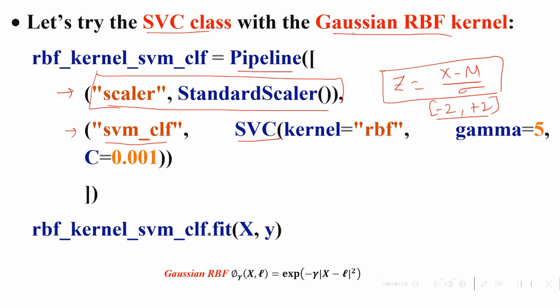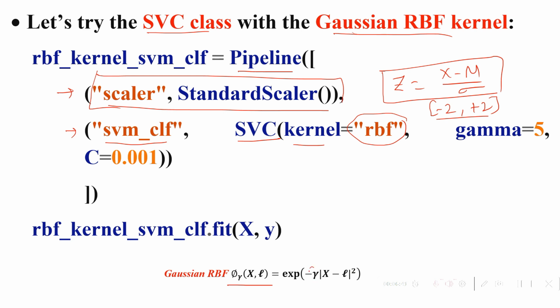Our model is SVC. Internally, you are providing some hyperparameters. The first parameter is called the kernel. The kernel here is nothing but an RBF kernel, radial basis function, the Gaussian RBF kernel. Phi of gamma of x comma l equal to exponential of minus gamma into x minus l whole square.